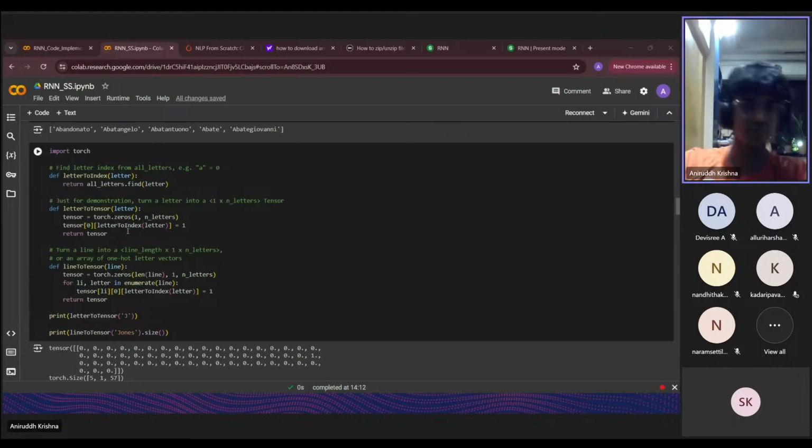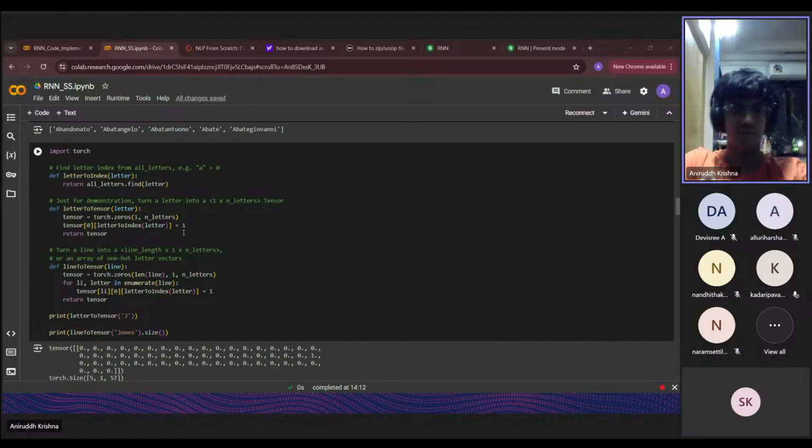For example, since it's just a matrix of 1 by n letters, it has two dimensions, one of which is 1 and the other is the size of total letters. Since there is only one row, one of the indices will always be 0. For example, the first index would be 0, 0. So one will always be 0, and the other would be the index where we want to change it to 1.